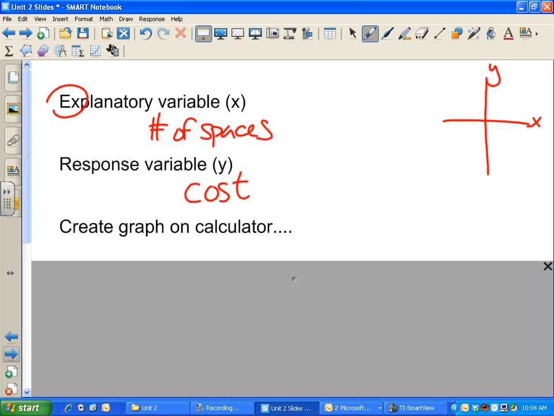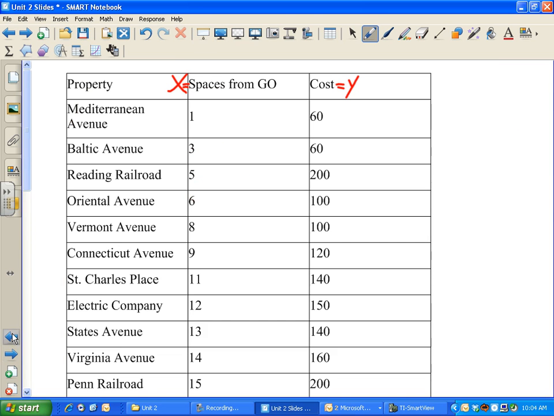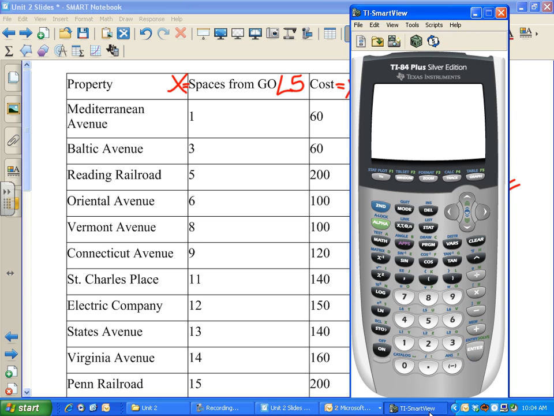As usual, we're going to be creating a graph on our calculator. So in order to do that, you are going to need to include this data in two lists. Notice I said lists, plural. We have two different sets of data, two variables, so you're going to need two lists. I'm going to put my spaces from Go in L5 and my costs in L6. So you'll notice that I already have those put into my calculator. I did that ahead of time. So this would be a good place for you to pause the video and type those in.